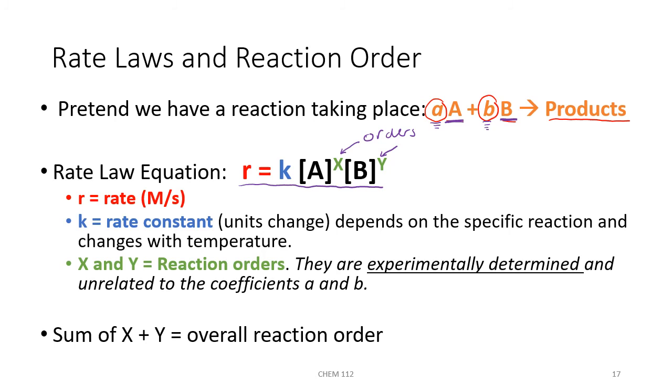If you add together X and Y, that'll give you the overall order of the reaction. So if X is 1, or first order, and Y was 2, or second order, the overall order of the reaction would be third order.